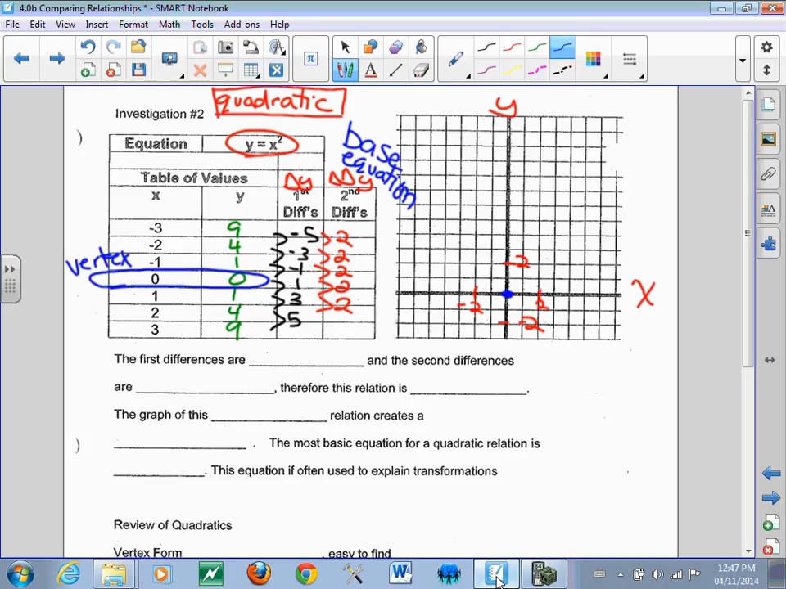Okay, so to graph this, I'm going to go with my positive ones first. I'm going to go 1 and 1, 2 and 4, and 3 and 9. 1 and 1, 2 and 4. My fault. I put 2 and 3.